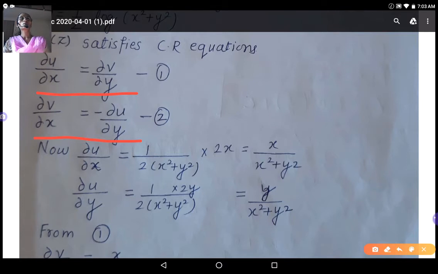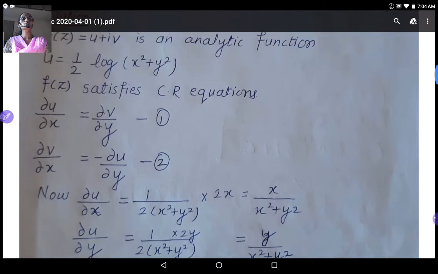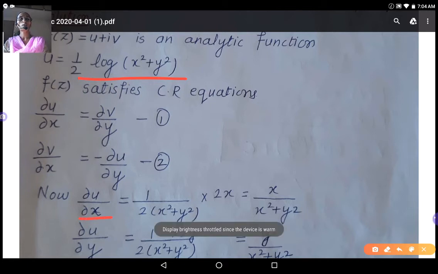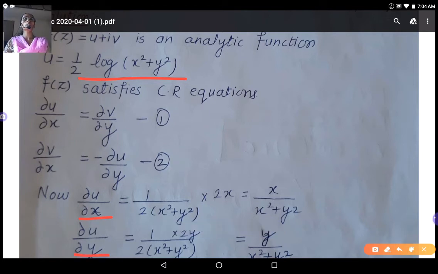Now we'll go through what is the given thing for us. Given is u is equal to 1 upon 2 log of x square plus y square. U is known, so you'll find the two derivatives. First derivative is delta u by delta x and second you'll find delta u by delta y.